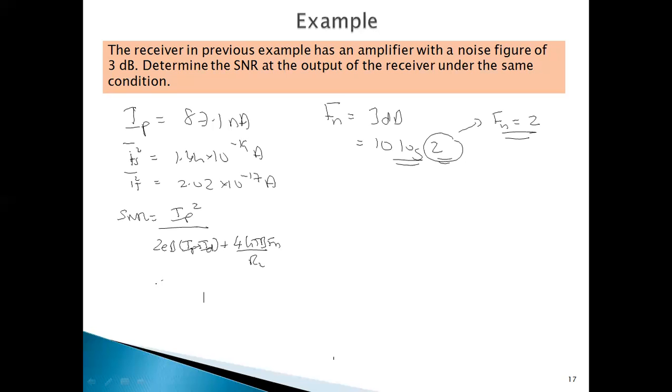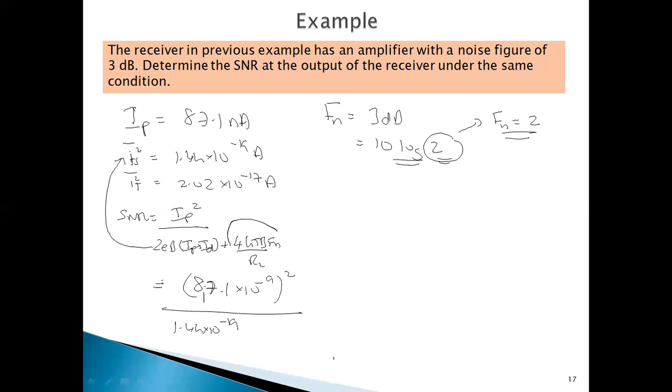Further on, we can use the information of the total shot noise current and the thermal current in the calculation. IP squared will be 87.1 times 10 to the negative 9, squared. That is divided by what has been calculated before, the ITS squared, which is 1.44 times 10 to the negative 19.